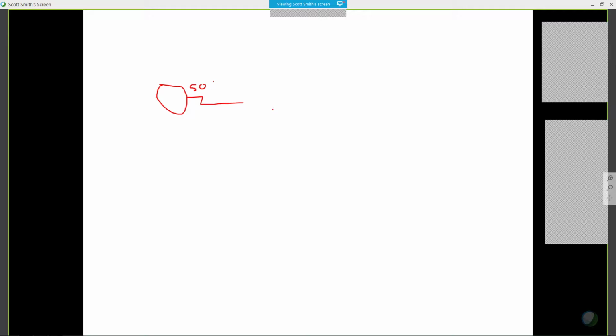S0.1, S0.2, S0.3. What am I creating? Subinterfaces. So each PVC attaches to a subinterface. It's still the same physical wire, but it's a logical subinterface.